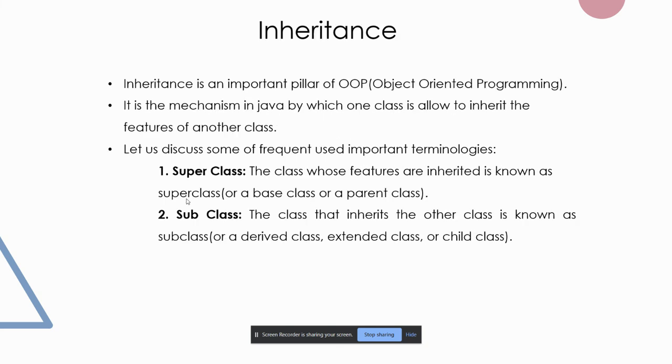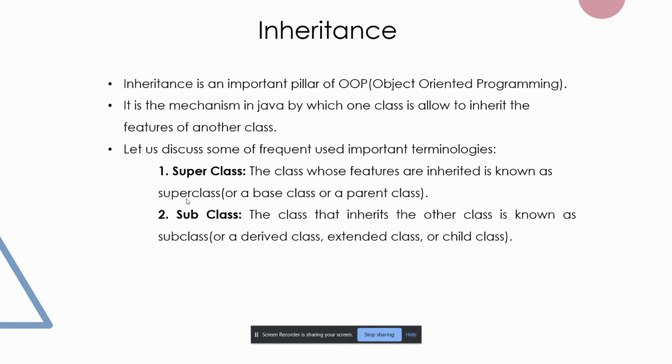Now, let's talk about inheritance, third pillar. Inheritance is an important pillar of OOPS. It is the mechanism in Java by which one class is allowed to inherit the features of another class. There are some important terminologies in the concept of inheritance. Superclass. The class whose features are inherited is known as superclass. It is also known as a base class or a parent class. Subclass. The class that inherits the other class is known as subclass, also known as derived class, extended class, or a child class.